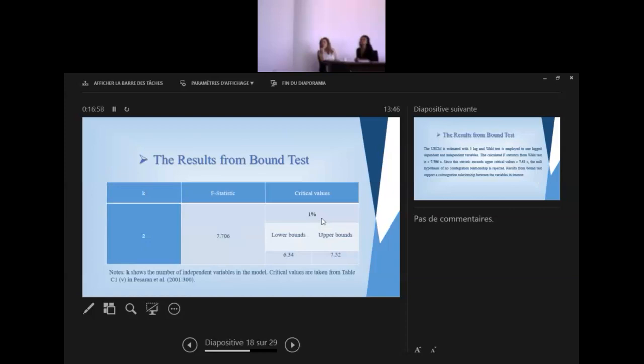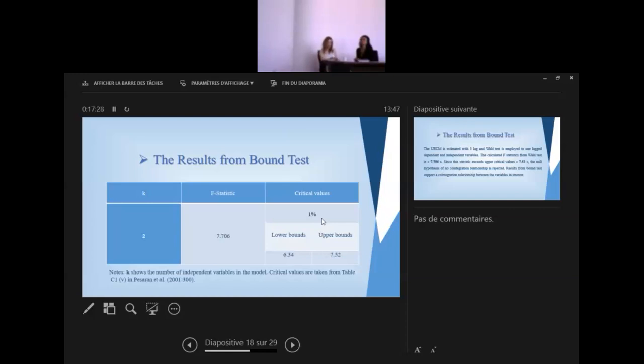So we have the result from the bound test. Here, K is 2 because we have two independent variables. That's why K is 2. And the F statistic, through the Wald test, we found that the F statistic is 7.706. And I compare it to the critical value, to the upper bound of the critical value.